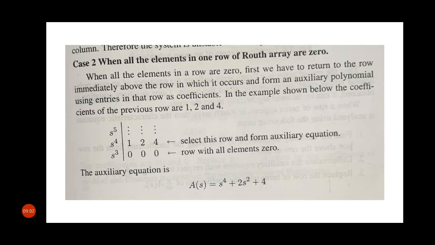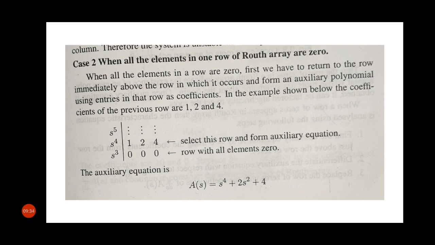Okay. Now come to the second case. The second case is when all the elements in one row of the Routh array are 0. So see, when all the elements in a row are 0, first we have to return to the row immediately above the row in which it occurs and form an auxiliary polynomial using entries in that row as coefficients.